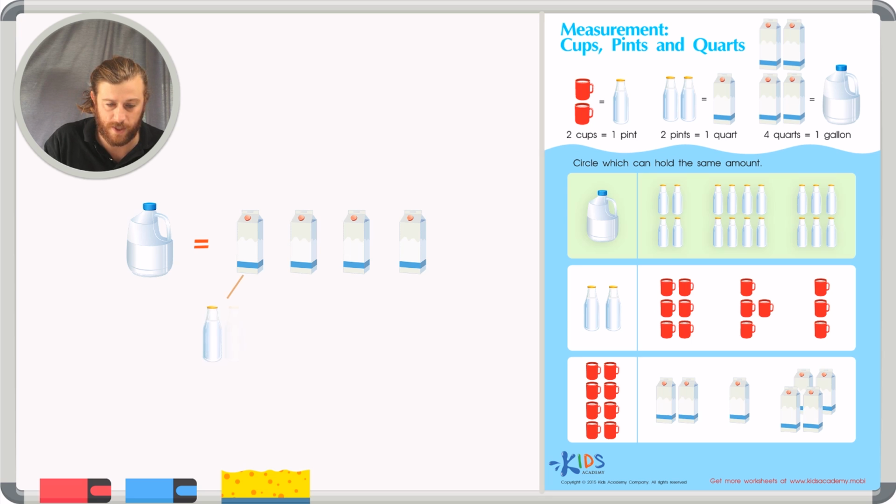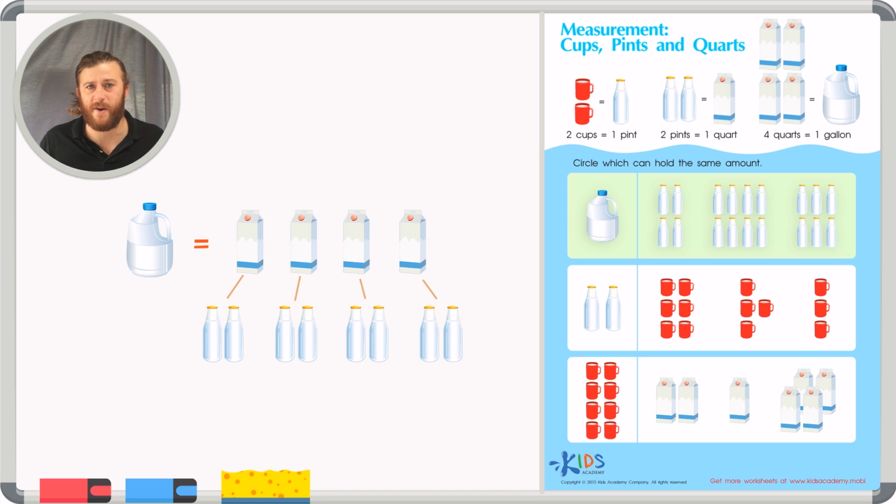So there's 2 pints for the first one, 2 pints for the second quart, 2 pints for the third quart, and 2 pints for the fourth quart. So if we just count our pints up, we can figure out how many pints are in this gallon, and we can match it to the correct picture. So let's count the pints. There's 1, 2, 3, 4, 5, 6, 7, 8 pints. And if you look at the second answer choice, there's 1, 2, 3, 4, 5, 6, 7, 8 pints, making the second answer choice our correct answer.